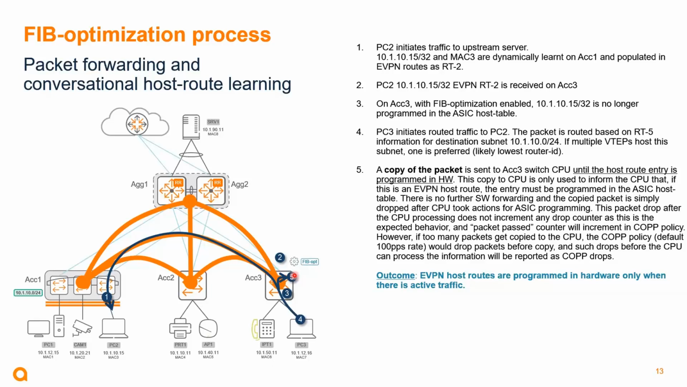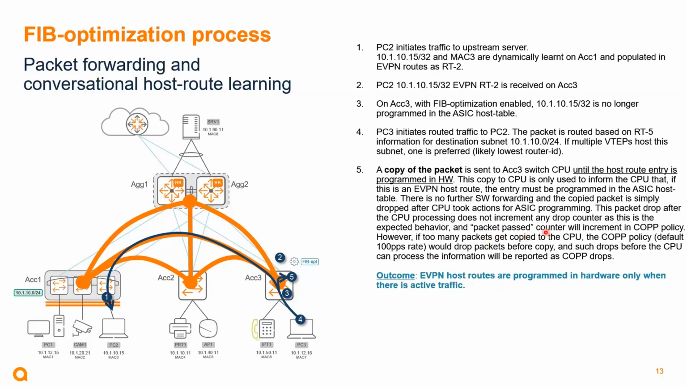And if you look at the COPP policy, there is a class for FIB optimization in the COPP policy, and you will actually see the packet passed counter increment if there is no issue. And that's normal, even if the software packet that reached the CPU after the notification is actually dropped, because there is no need to re-forward it by software, as the first packet got to the destination with type 5.